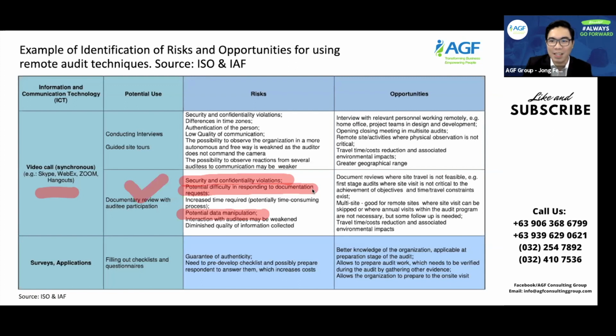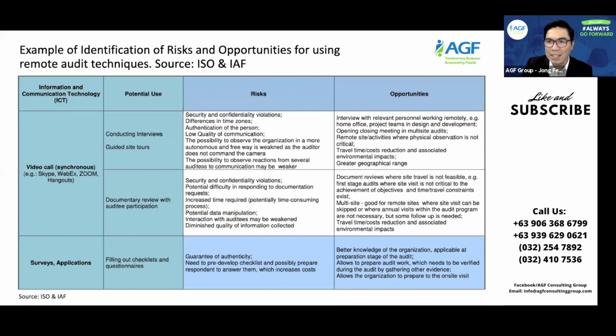So that speaks a lot about retrievability of documentation. So the more reason you need to ensure that in doing remote audits, you have to be very organized in terms of where you store this, which folder, which file, which computer, which storage facility. Okay. Now, those are, of course, risks. And the opportunities, on the other hand, is that document reviews where site travel is not feasible.